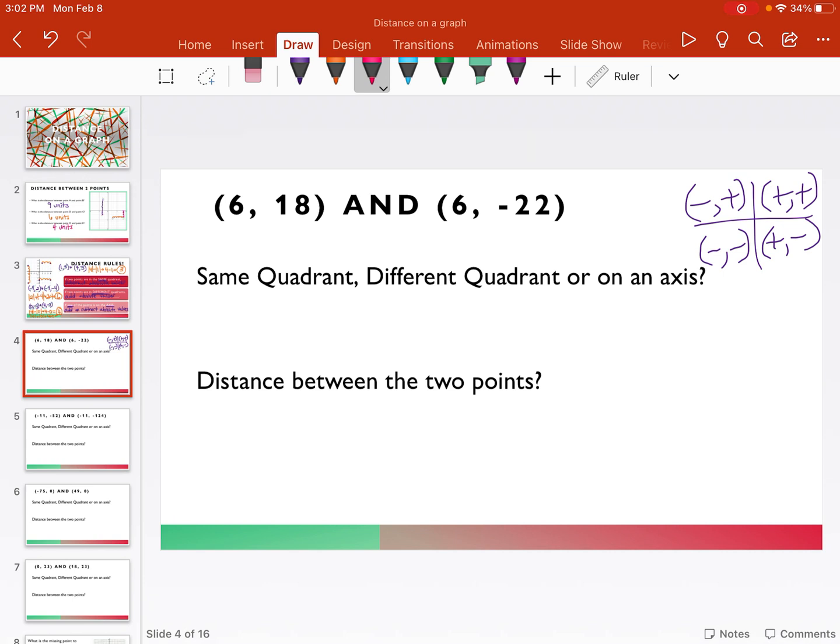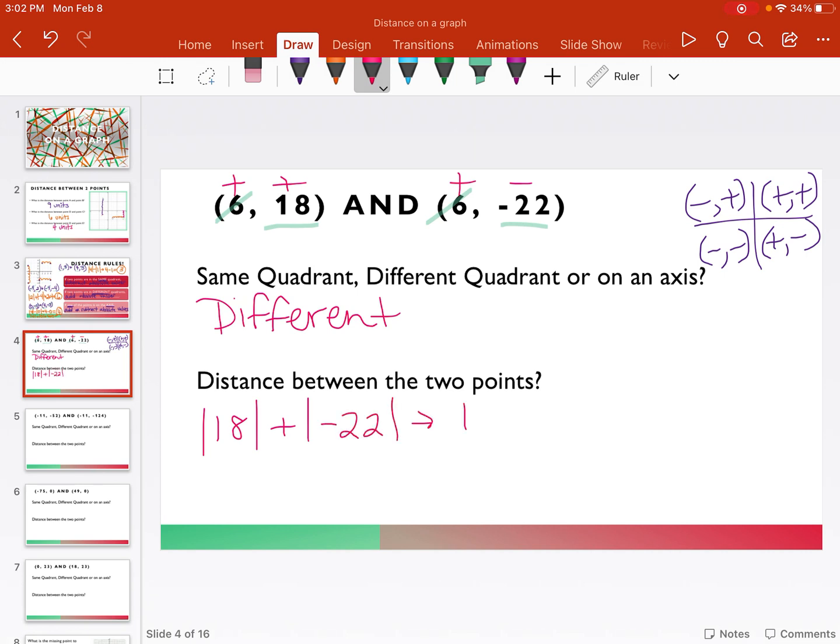So notice each quadrant has a different combination of signs. The first thing I do when I get a problem like this is I put the signs above it. So this is a positive. This is positive. Since those two do not match, a positive and a negative, that means these are in different quadrants. Since they're different, I am going to be adding them. So look for the things that are not in common, the 18 and the -22. Take the absolute value of 18 plus the absolute value of -22. That's just 18 plus 22, which equals 40 units.